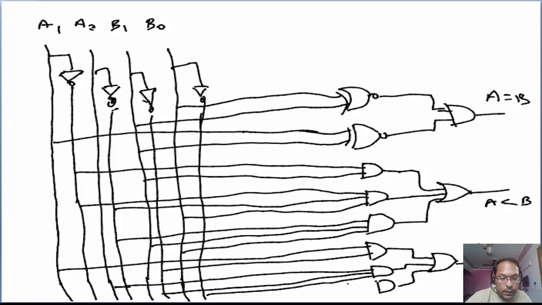So let me take this B0 bar from here only. A1 and A0. This is A1 and this is A0. Okay, so this will give you the picture of how we are going to make the 2-bit comparator. Fine. The circuit is not looking that good, so we can practice this. Okay, thank you.